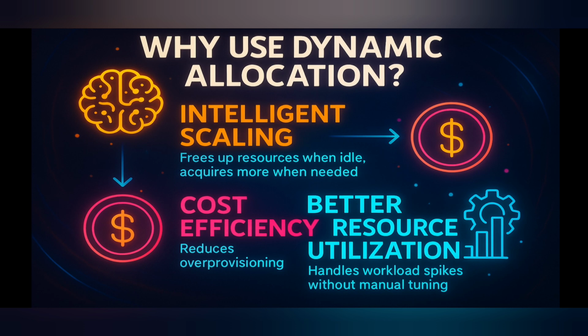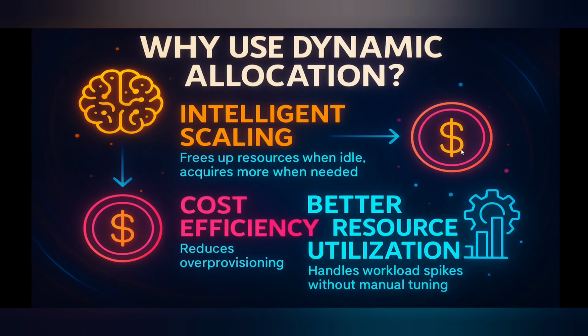So better resource utilization, and handle workload spikes without manual tuning. Suppose the workload increases in the morning at 9 a.m. At that time we'll need more executors, so Spark will assign those executors by itself. You don't have to do anything, you just have to configure it.